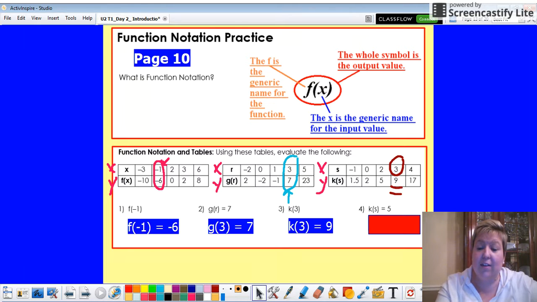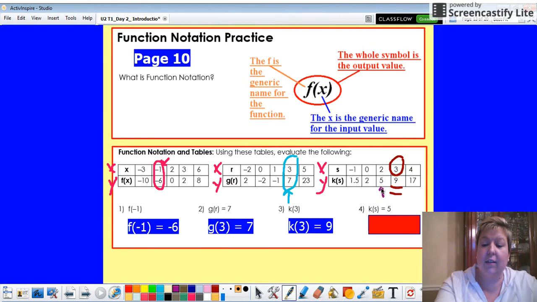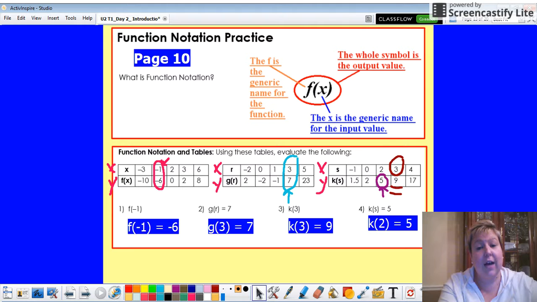And finally, for K of S being equal to 5, I'll go ahead and switch to purple. My output value this time has to be 5, so I'm going to look at this value right here, the 5. What is my input? Well, in order to get out 5, I need to put in a 2. So for this one, K of 2 is equal to 5.